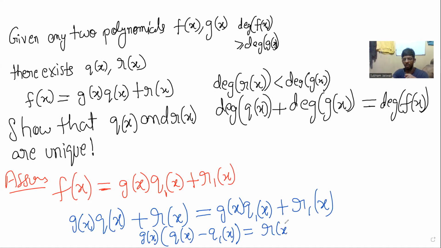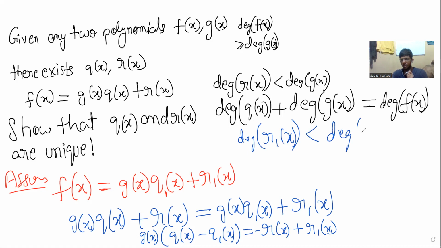Now what can we say? It's a little abstract. So these are all just polynomials. I'm not giving you a specific polynomial, but we're trying to use small properties, like the degree of Rx is less than the degree of Gx, and so on, to get somewhere, right? So the degree of R1x is also strictly less than the degree of Gx. That's also true.